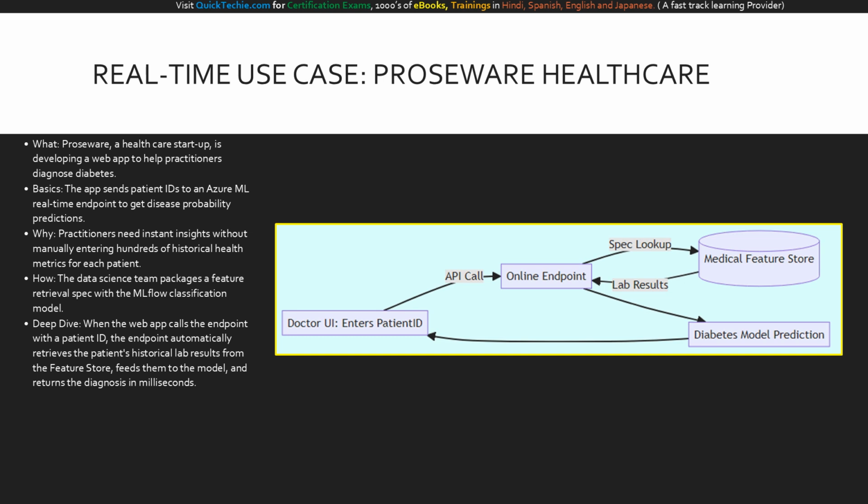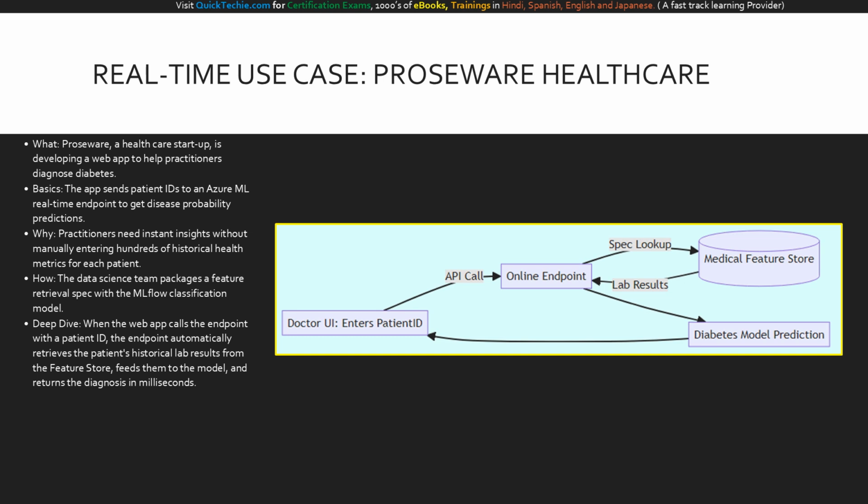The solution: Prosware packages a feature retrieval spec with their MLflow model. When the app sends the patient ID, the endpoint instantly reads the spec, retrieves the patient's full medical history from the feature store, and runs the prediction. This provides the practitioner with life-saving insights in milliseconds, completely automatically.